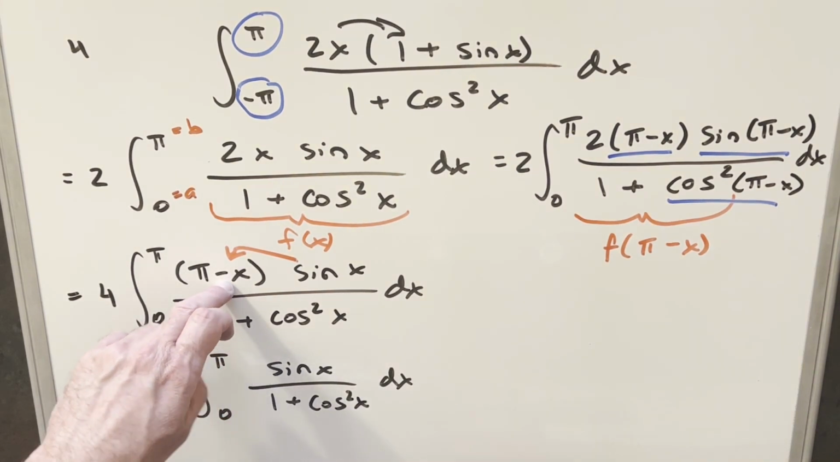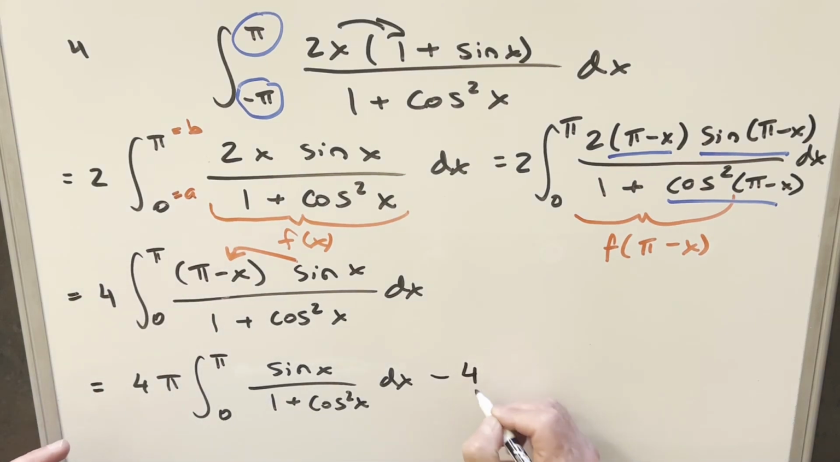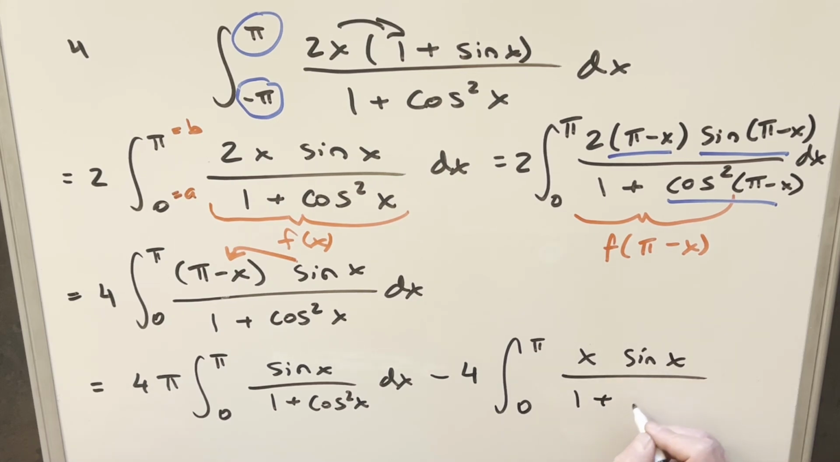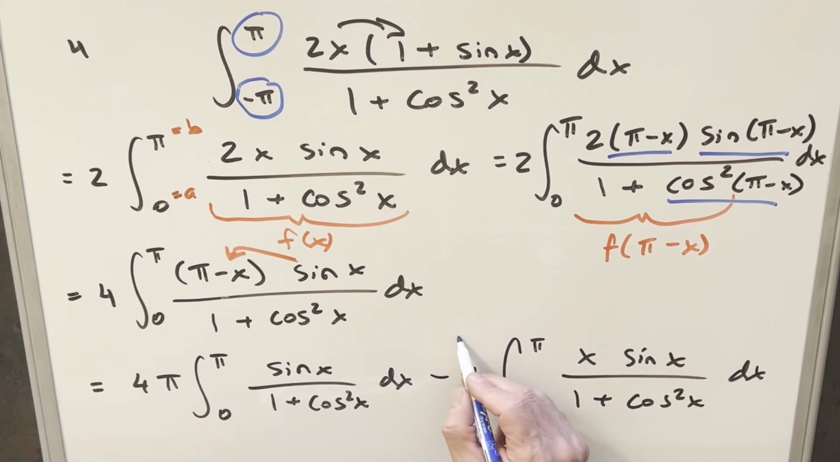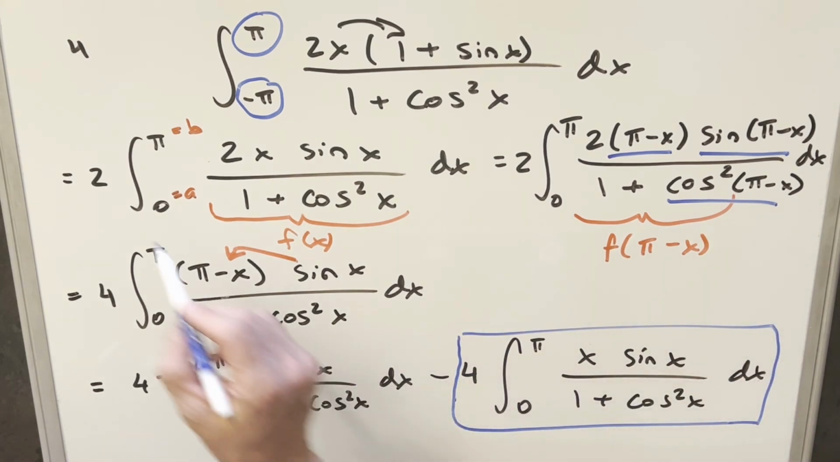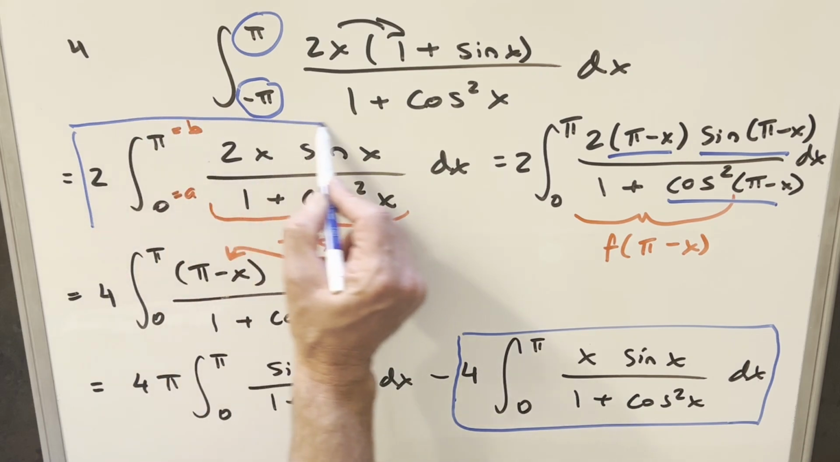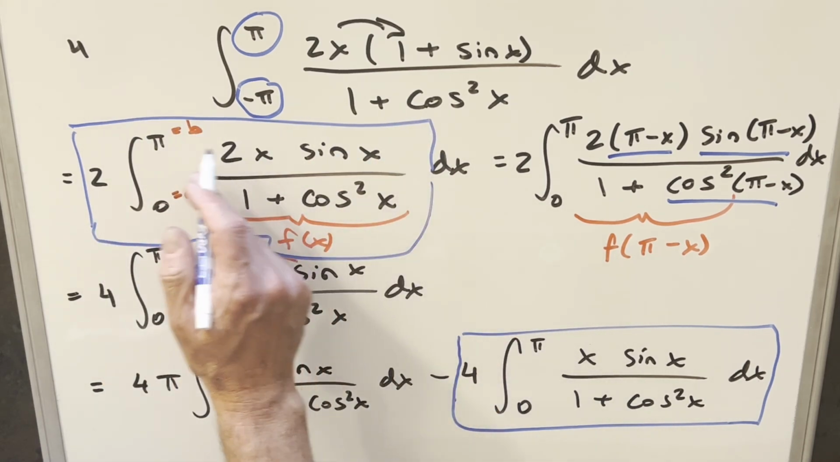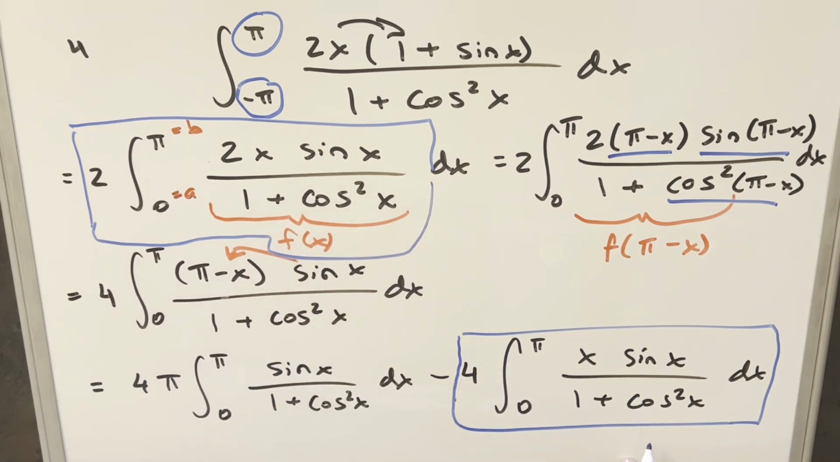And for the second one, breaking down the minus sign, I'll bring the minus out front. So we'll have minus 4, same bounds, and this is just going to be x sine x over 1 plus cosine squared x. And then at this point, what we notice is this whole thing right here, including the 4, is going to be exactly the same as this. It just looks a little different because we have the 2 inside the integral here, but if you pull out the 2 here, you get the 4, and so these are identical.